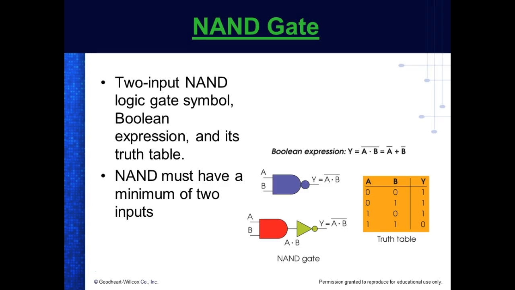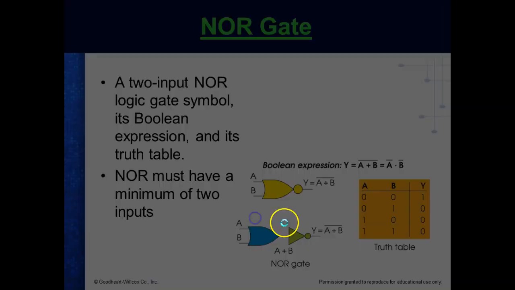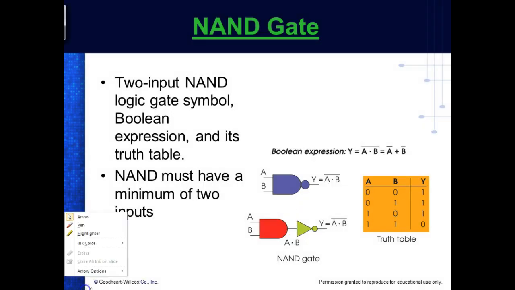NAND. So this is a symbol for NAND. This is not the symbol for NAND, that's simulated. And they're not blue, they're just blue in the text. So that bubble means it's low active. So this means if both inputs are true, the output will be false. Or if all inputs are true, the output will be false.